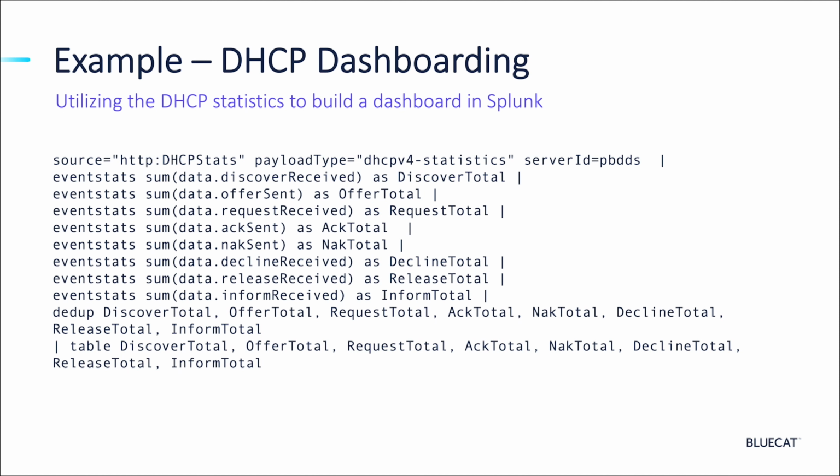The first Splunk query is used to sum the DHCP message counters over a period into a table. The individual counters are first summed into totals. We then deduplicate these counters and we present them as a single table covering all the DHCP v4 message types.